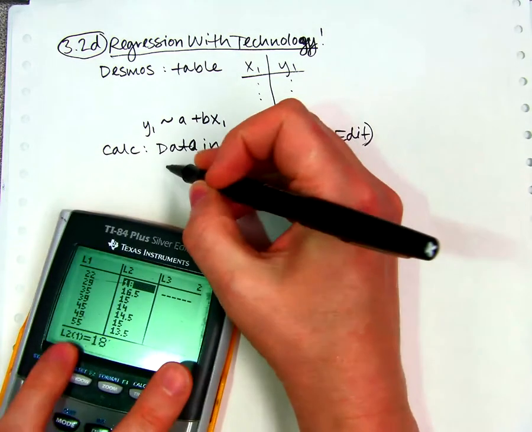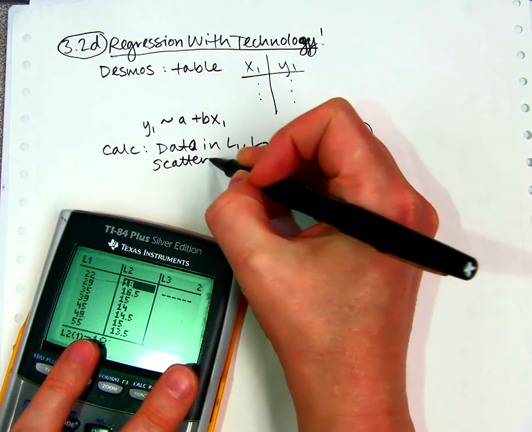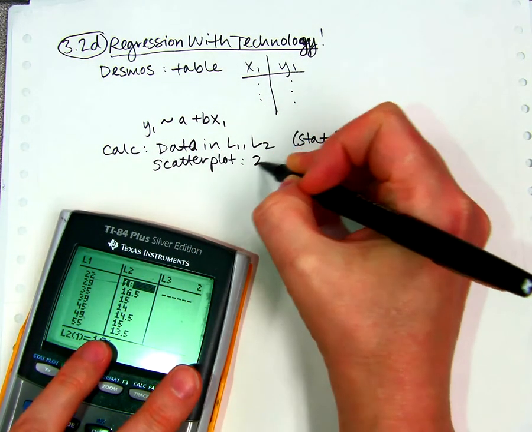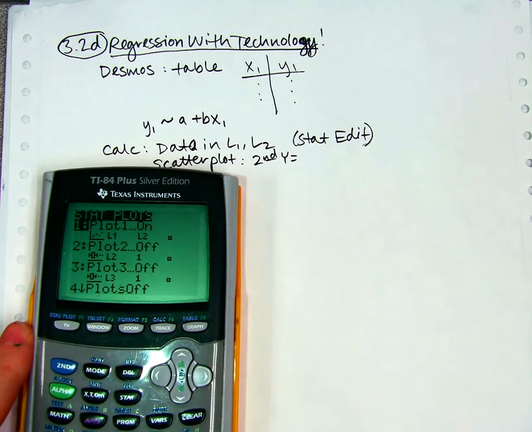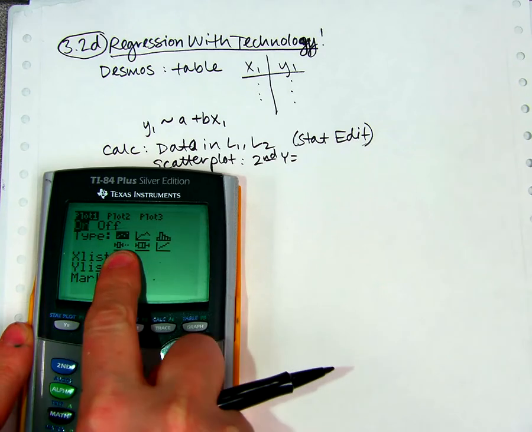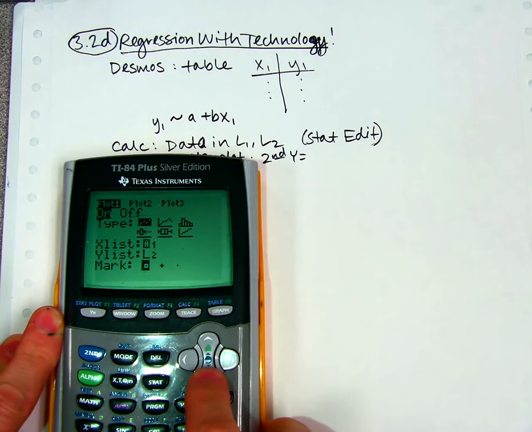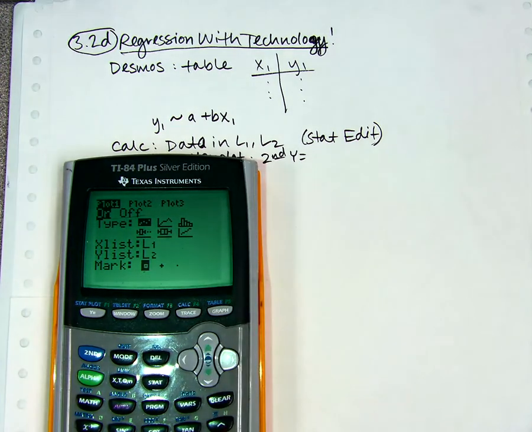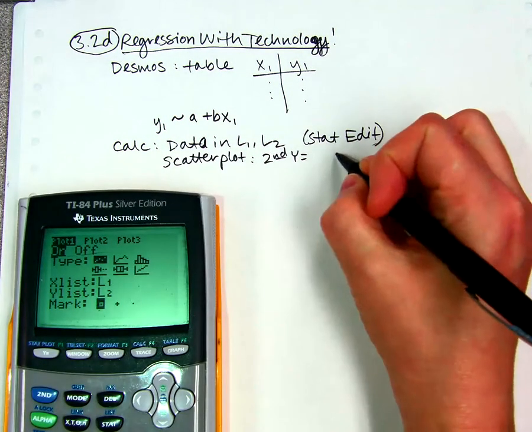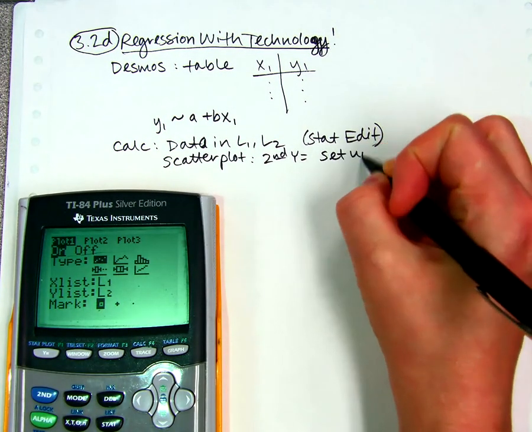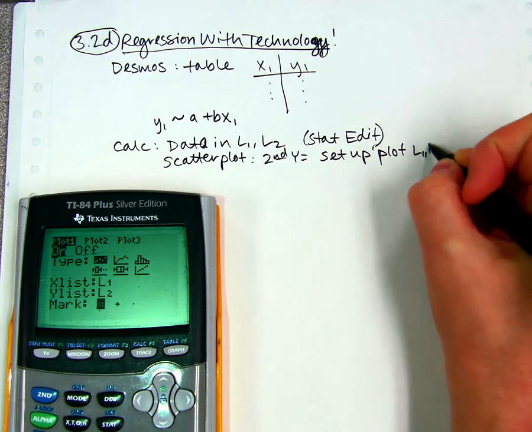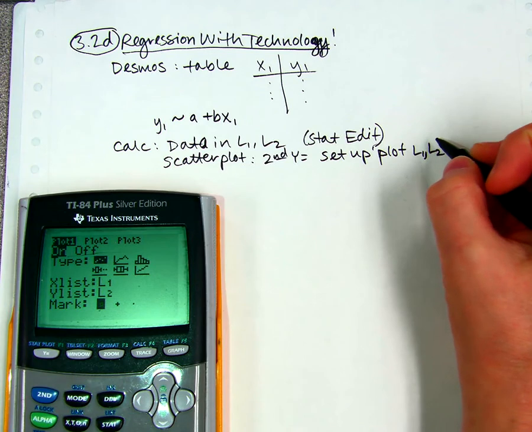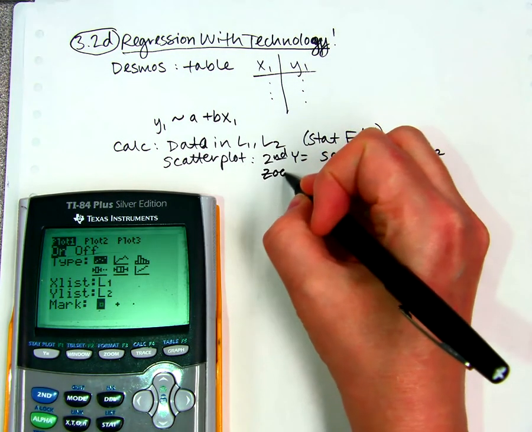You can get the scatter plot by doing second y equals and choose a plot. Of course, lots of choices here. The first one is the scatter plot, and list 1 and list 2 asks you what you want. And then remember that Zoom 9 is the one that you want. So basically you go to second y equals, you set up your plot to say that you want list 1 and list 2, or whatever lists you're using. And then you do Zoom 9 to set up the window automatically.